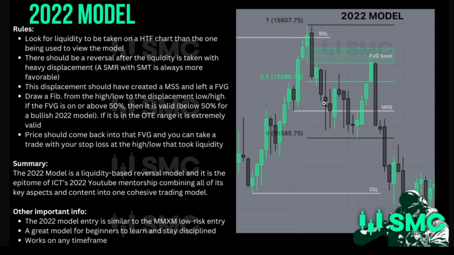We know that market structure shifts are indicators of a change in price action, a change in the state of delivery, especially with heavy displacement. So we use this as our first sign, and then we see this fair value gap. And then we also know that the market likes to play with ranges. It likes to play with discount and premium. So it does this so it can sell at a better price.